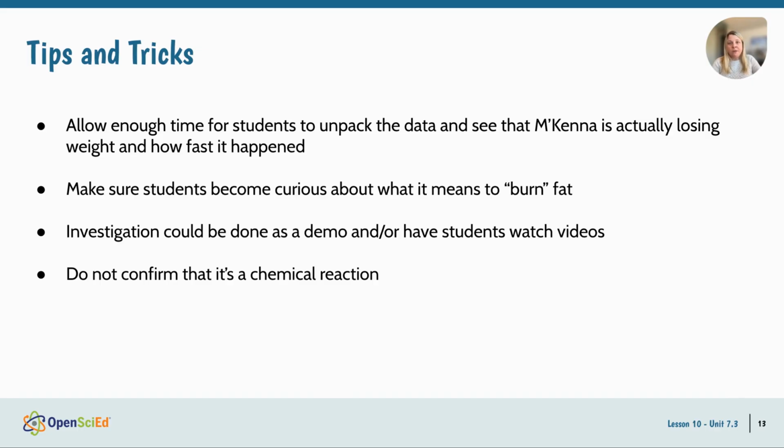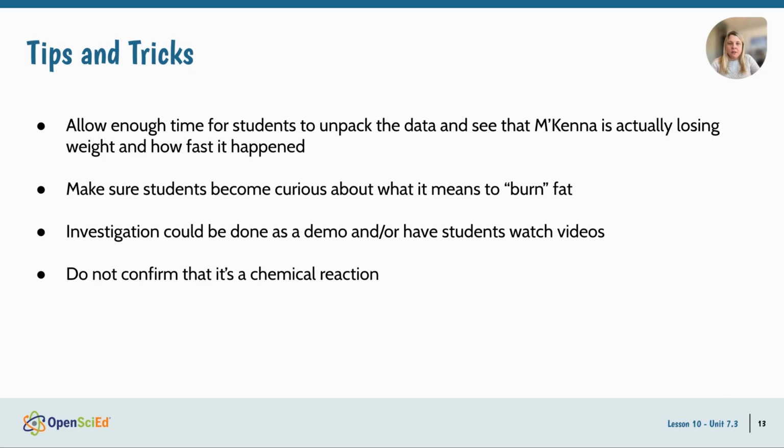For the investigation itself, if your school doesn't allow students to handle flames, or if your building has a no flame policy, there are reference videos available for the entire investigation, or you could conduct the investigation as a whole class demonstration. There's guidance within the teacher edition around these.